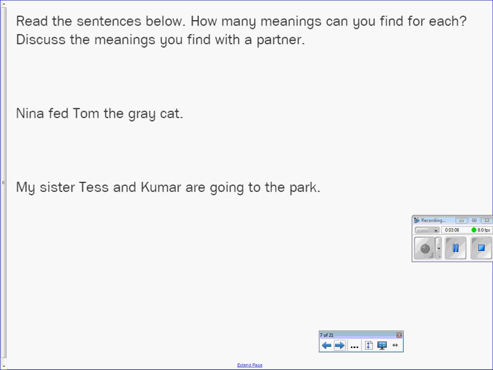Well, in language arts, I'm sure your language arts teacher had told you that by using commas, that helps us to understand. Nina fed Tom, the gray cat. So now that we know here that Tom is the gray cat.